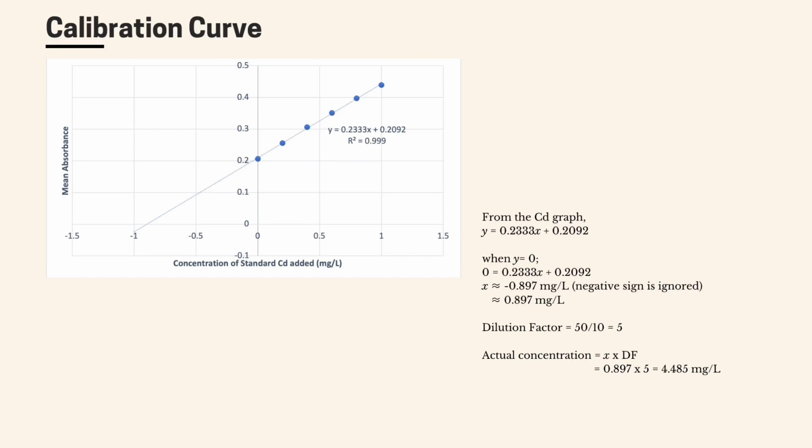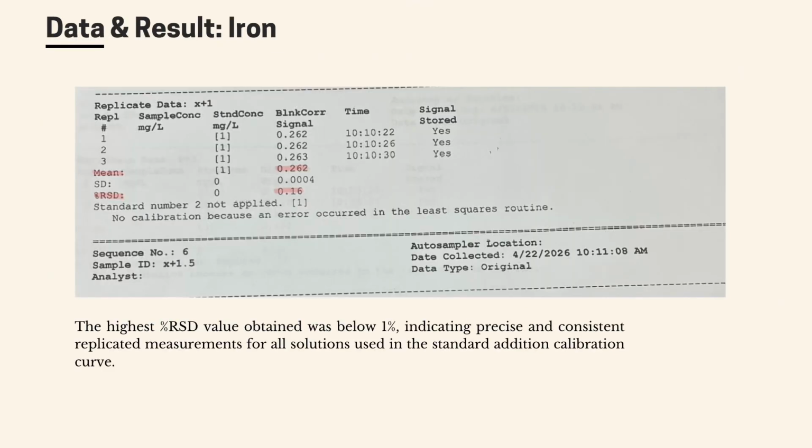Okay, so this is the calibration curve for cadmium. So we just do the same, which is we get the actual concentration is 4.485 mg/L. So this is the data and result for iron. We can see it stated the mean, standard deviation, and percent of RSD. So the mean is 0.262, and the percent of RSD, which is relative standard deviation, is 0.16.